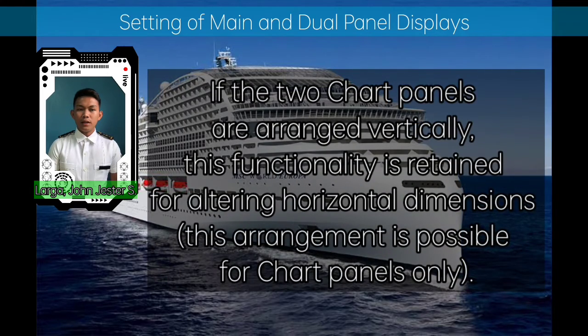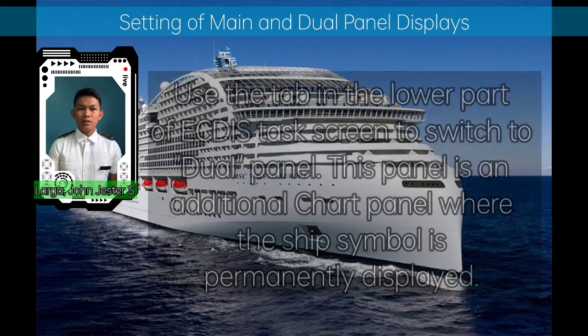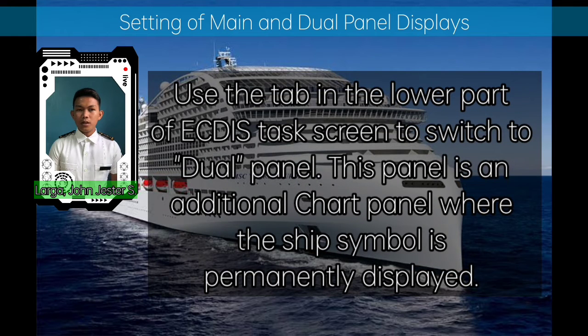If the two chart panels are arranged vertically, this functionality is retained for altering horizontal dimension. This arrangement is possible for chart panels only. Use the tab in the lower part of this touch screen to switch to dual panel. This panel is an additional chart panel where the ship symbol is permanently displayed.